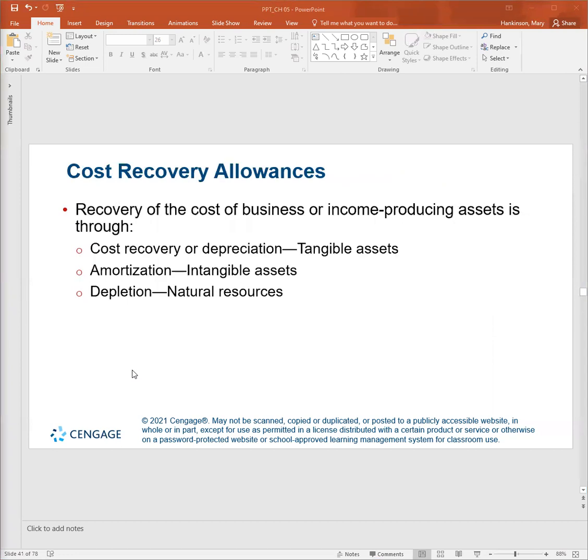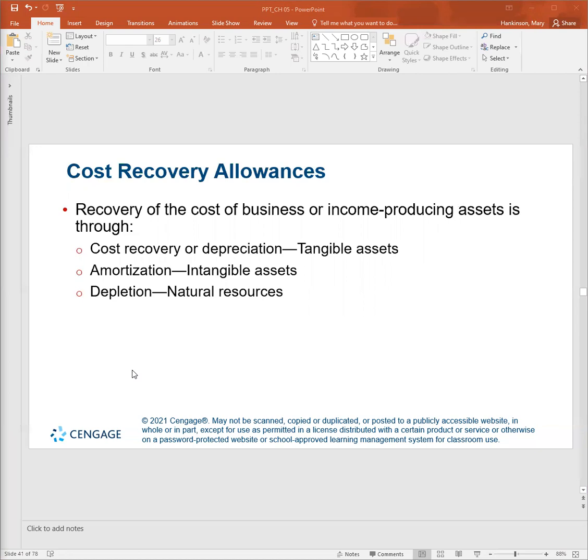So let's talk about cost recovery allowances. Taxpayers may deduct or recover the cost of most assets that are used in a trade or business or held for the production of income. Depreciation refers to the periodic recovery of the cost of tangible assets, depletion to the recovery of the cost of natural resources, and amortization to the recovery of the cost of intangible assets.